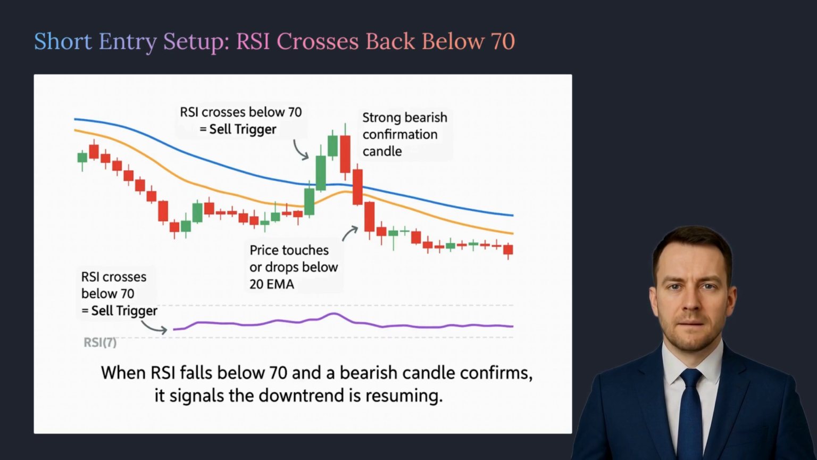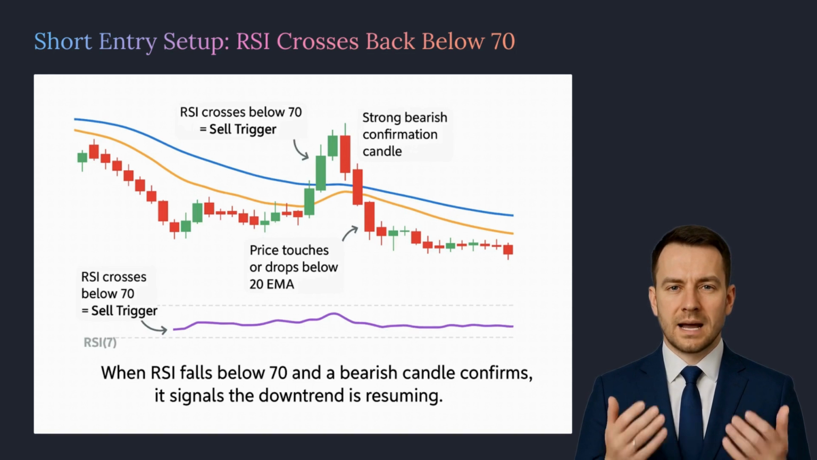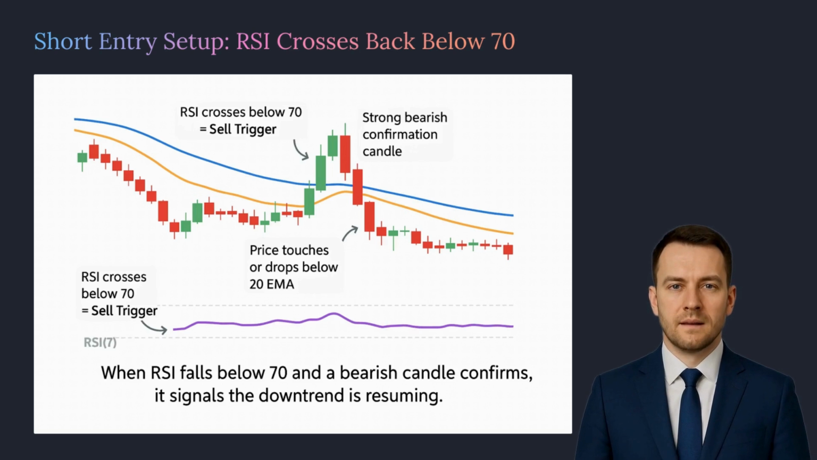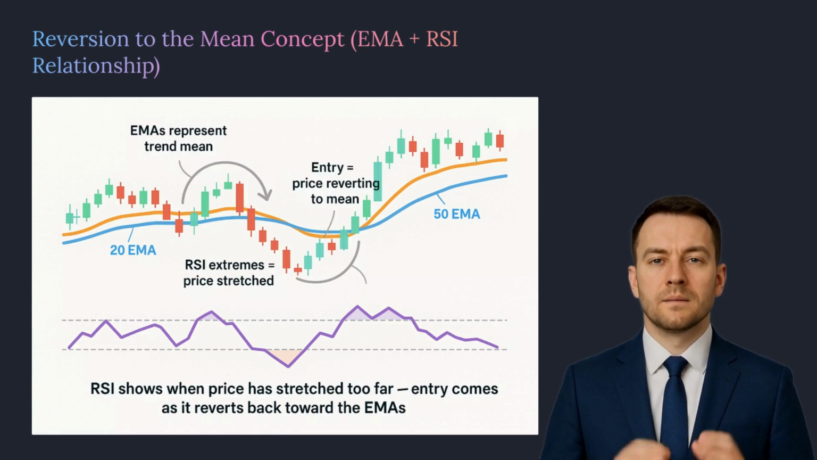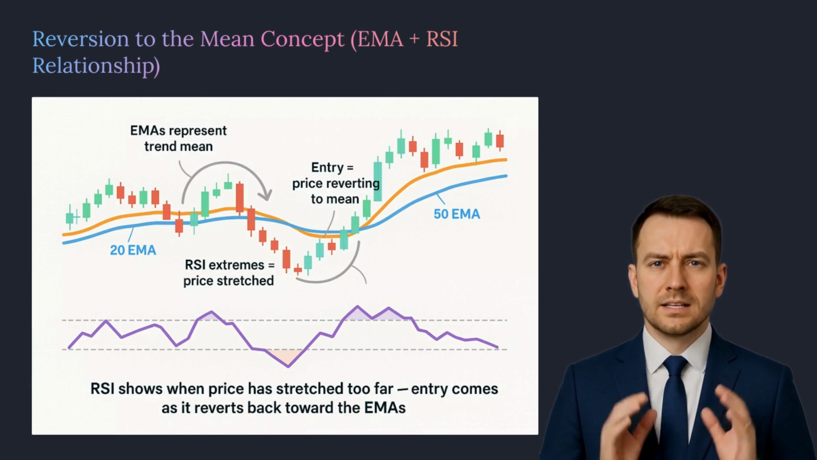Preferably, at entry, price is below or at least touching the 20 exponential moving average again, signaling the rally is over and the downtrend is continuing. And throughout, price ideally stayed below the 50 EMA, the bounce failing near it, a common scenario in downtrends. A helpful mental trick: we are effectively trading a reversion to the mean within a trend.